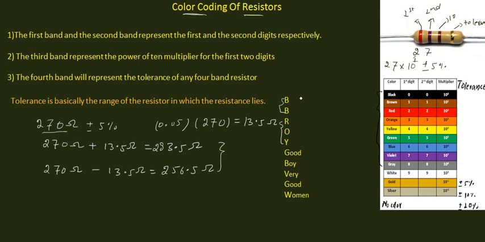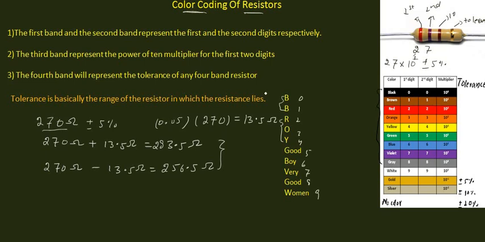The black color has 0, then 1, 2, 3, 4, 5, 6, 7, 8, 9. So listen again carefully: B B Roy, good boy, very good woman. I think it will help you to remember this table.